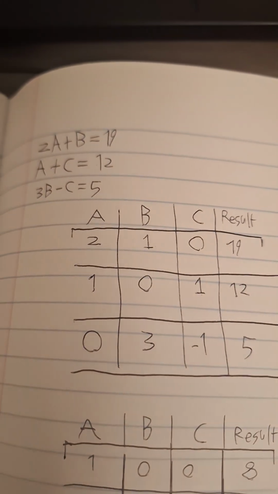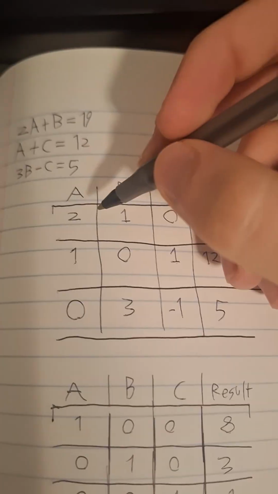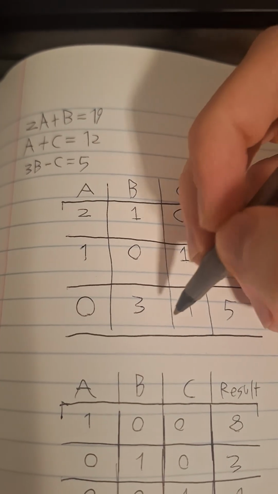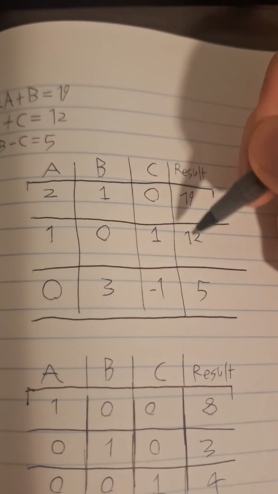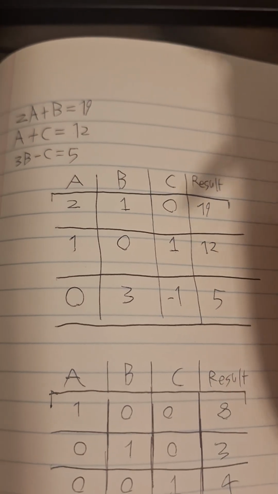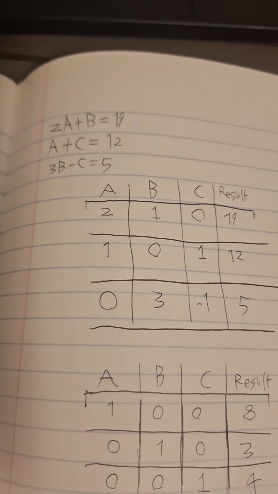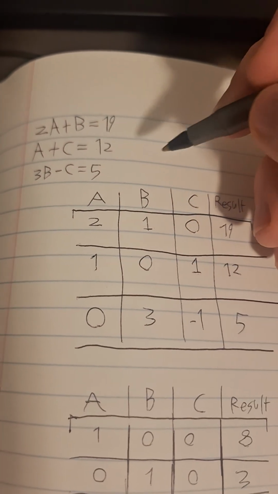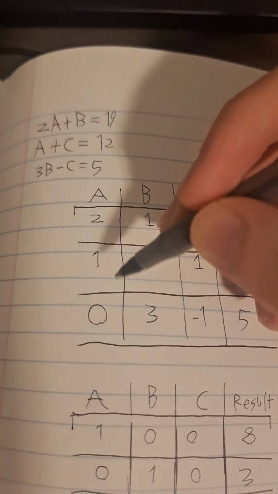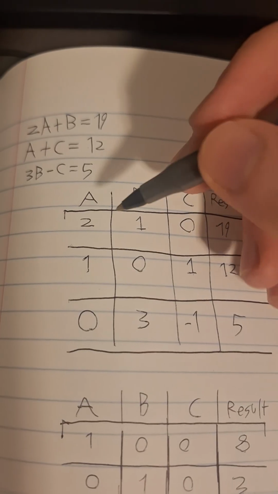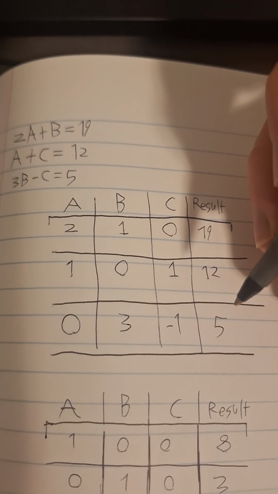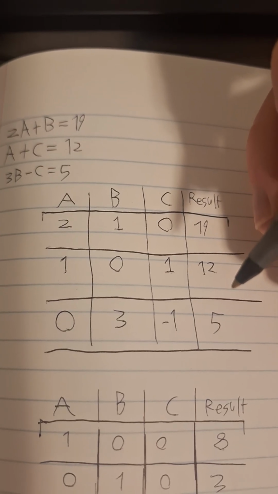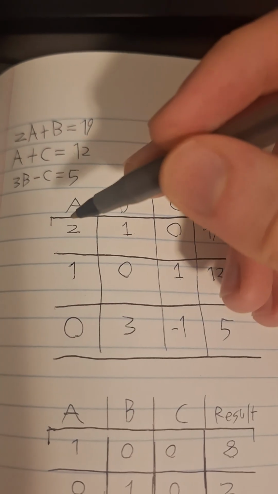And then you also have to remember that you have the variable grid over here, and then you have the results over here as a separate thing. So a very common setup that I've seen is that you have a 3x3 grid to represent 3 different variables and 3 different equations, and then you add on to that another column on the end. So it becomes 4 columns, 3 rows.